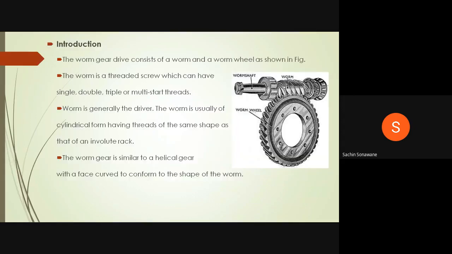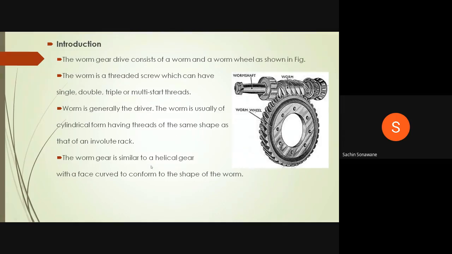Now, introduction. Again, see the diagram. This is the worm shaft, this is the worm wheel. The worm gear drive consists of a worm and a worm wheel as shown in the figure. The worm is a threaded screw which can have single, double, triple or multi-start threads. The worm is generally the driver. The worm is usually of cylindrical form having threads of the same shape as that of an involute rack.